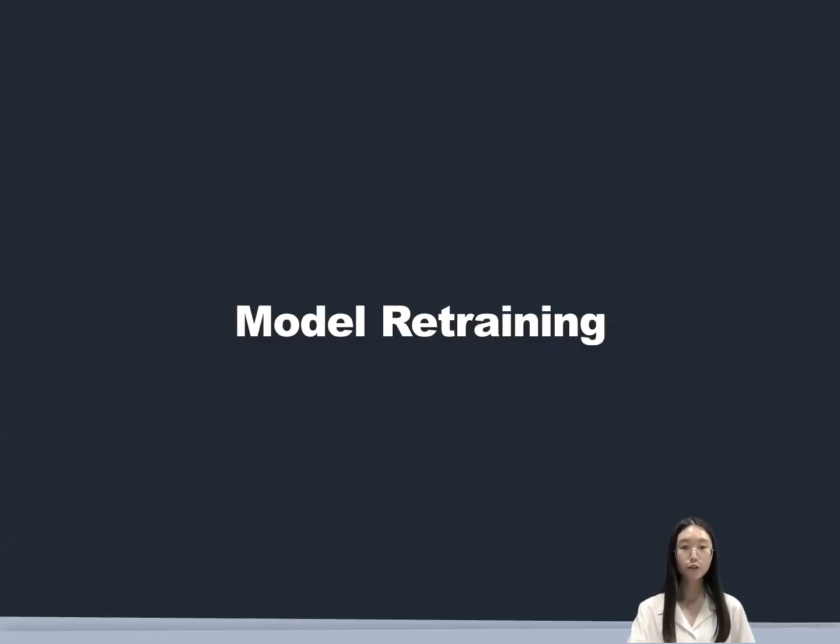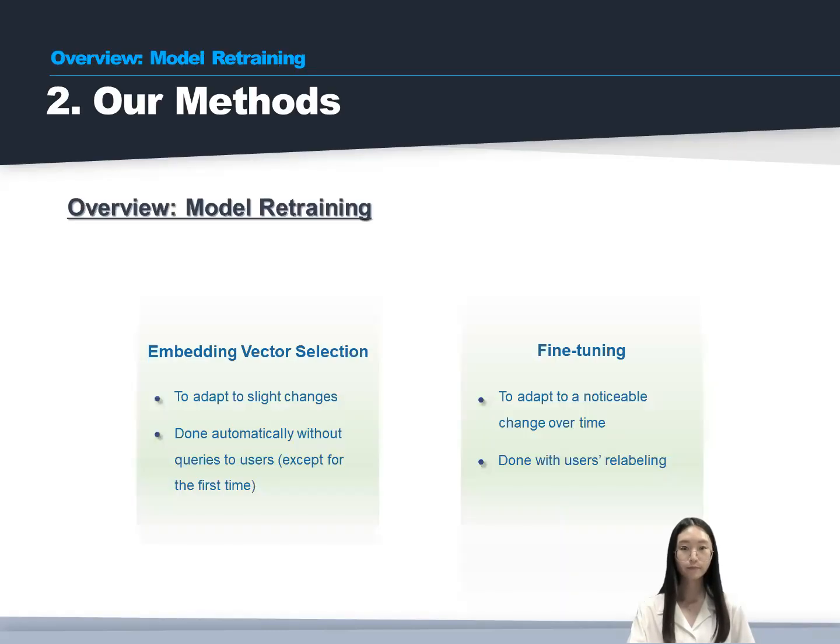Next, I will introduce how this server retrains the model. The model retraining is designed in two steps: embedding vector selection and fine-tuning. The embedding vector selection is for adapting to slight physical changes, while fine-tuning is for a noticeable change over time. The embedding vector selection is automatically done without queries to users, except for the first time. But fine-tuning always requires users labeling.